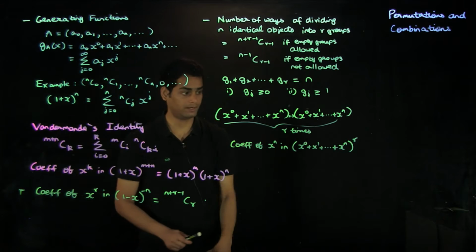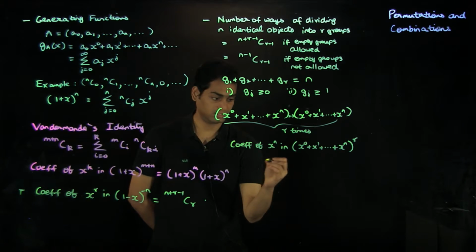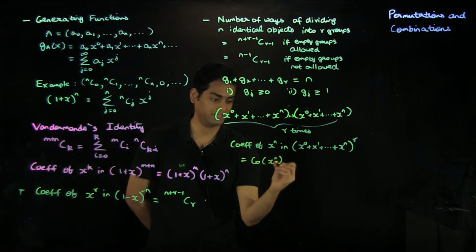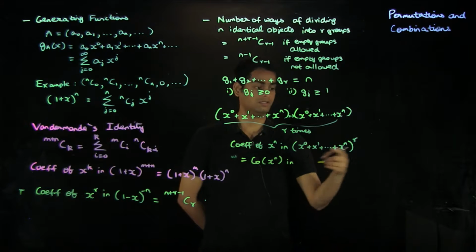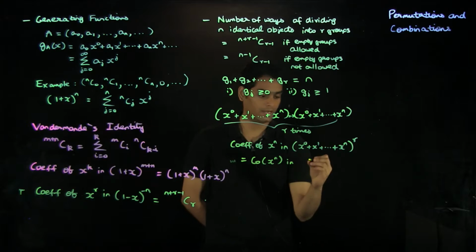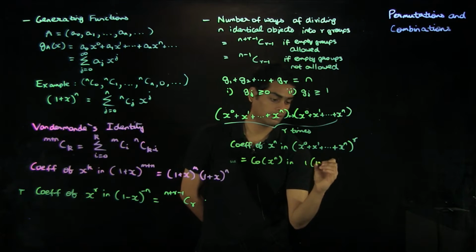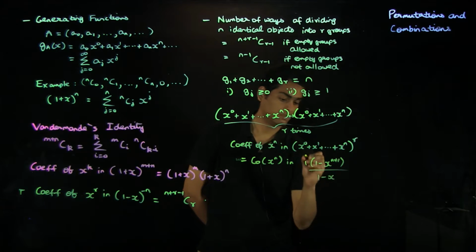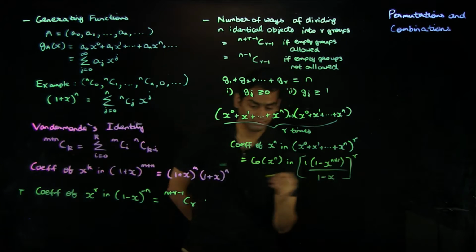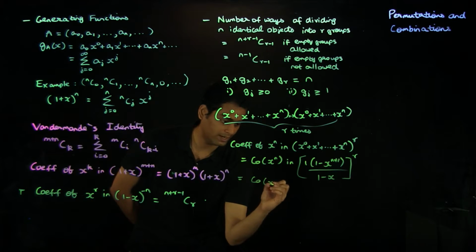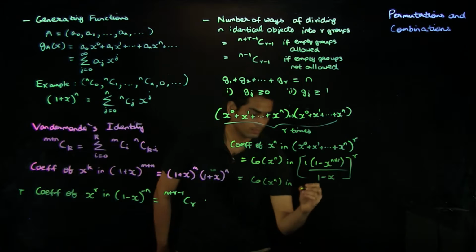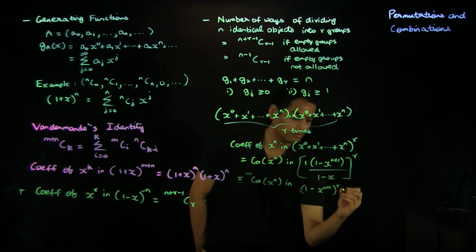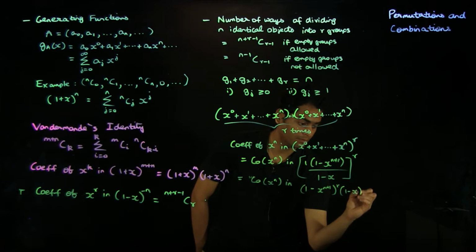So the coefficient of x power n in this expansion is just going to be, let me denote it in shorthand by coefficient of x power n. This is a geometric series, and so you can sum the series up, which is what I'm doing right now. And this is what you get. So you have the coefficient of x power n in (1 minus x power n plus 1) the whole power r times (1 minus x) the whole power minus r.